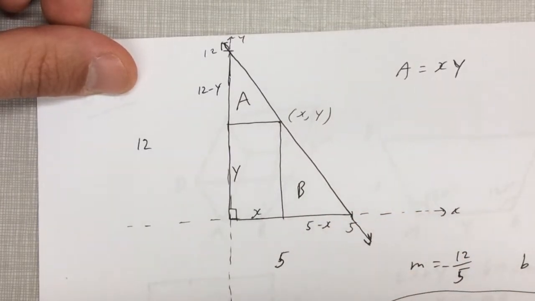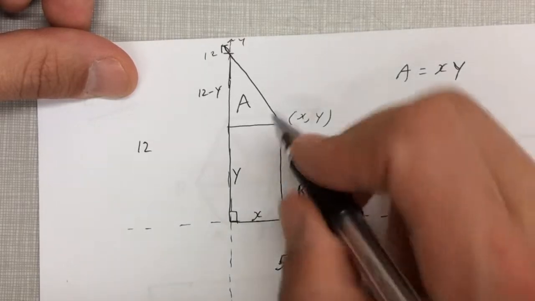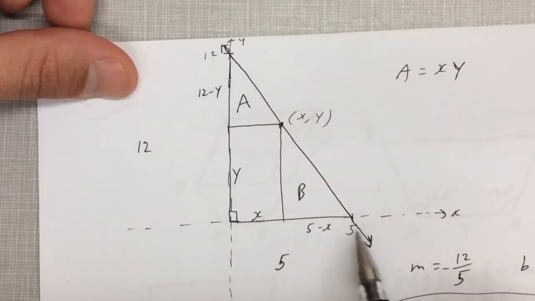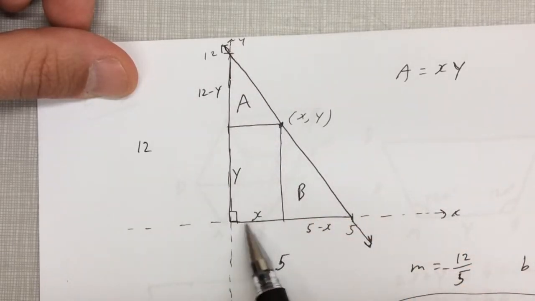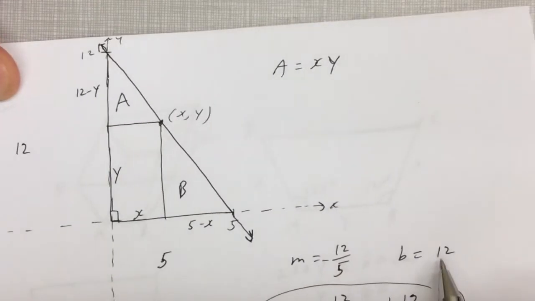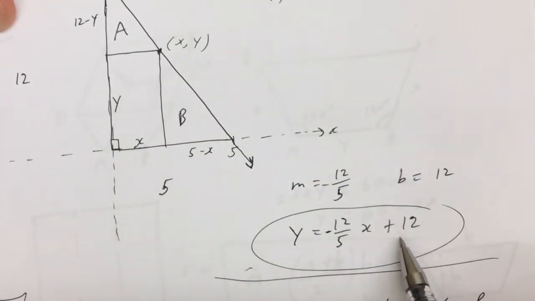So the first way I'm going to set up this constraint is through equations of lines. If we let this be an x-axis and a y-axis, then we can say that this point here is a point on this line. So for the equation of that line, the slope is going to be rise, which is negative 12, over the run, which is 5. The slope is negative 12 over 5. The y-intercept is 12. So slope, y-intercept, plug it in. Now that relates the x and the y.